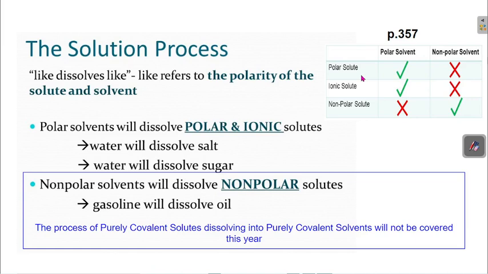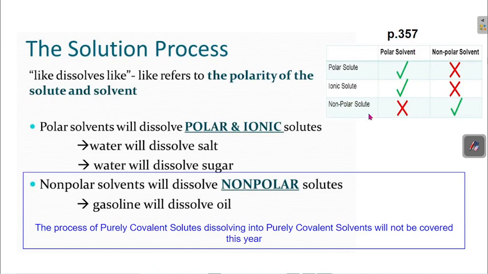A polar solute is attracted to a polar solvent. If there are charges, there's going to be attraction. And if it's strong enough, it will dissolve. Ionic solutes also have charges. So polar solvents can attract ionic solutes.